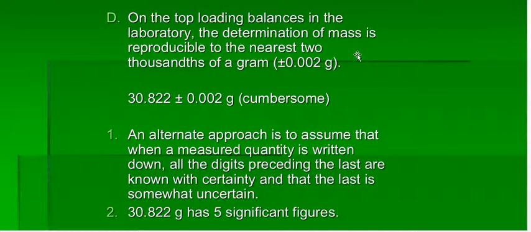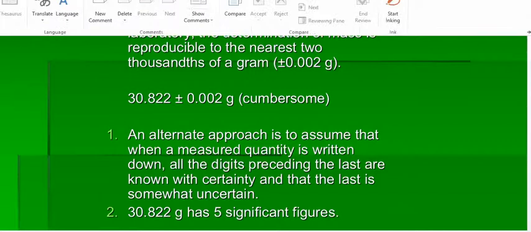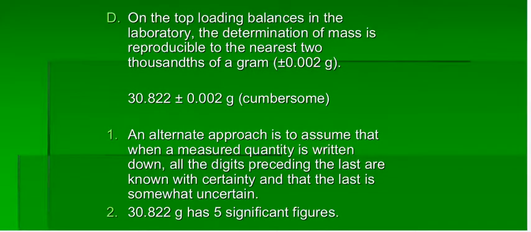On the loading balances in the lab, the determination of mass is reproducible to the nearest 2,000ths of a gram. So we have an error associated with those balances of 0.002. So every time you take a measurement, you can write plus or minus whatever the error is, and that's going to give you a range for your measurement. But that's cumbersome, and that takes a lot of time.